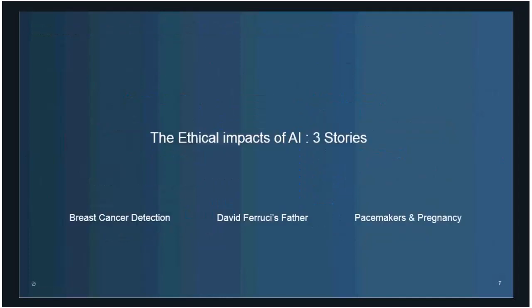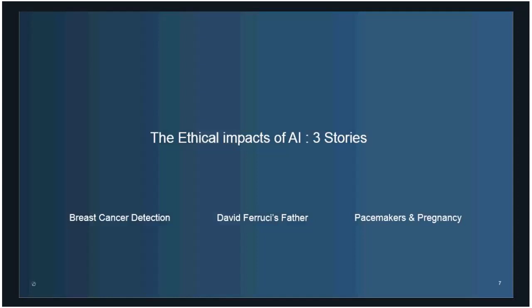So when it comes to AI, there's a lot of benefit that it can do. It can take in unstructured data and provide you insights. It can provide you predictions, and it can improve outcomes. But there are ethical considerations that you need to keep in mind. And I really want to talk about three stories that outline the ethics, the impact of AI in three different ways. So the first one is breast cancer detection.